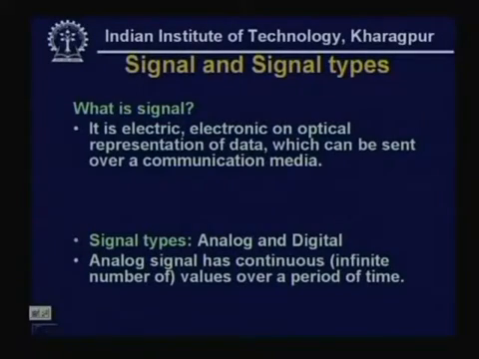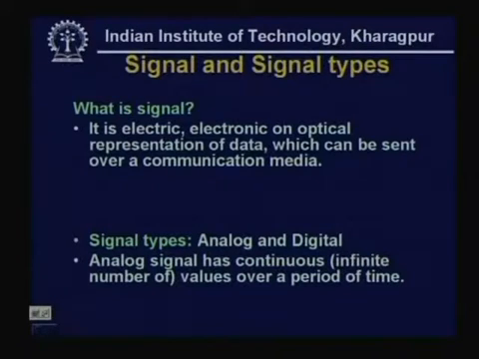Now comes the question of signal. So far we have discussed data and explained what data is. We have seen that whenever data has to be sent over some communication medium, it has to be converted into signal. Data cannot be sent as it is through the transmission media. We have to transform it into signal before sending over the communication media. So what is a signal? A signal is nothing but the electric, electronic or optical representation of data which can be sent over a communication medium.